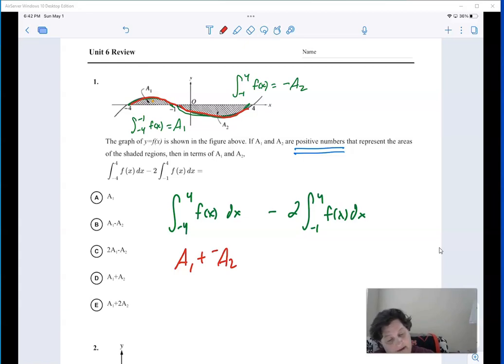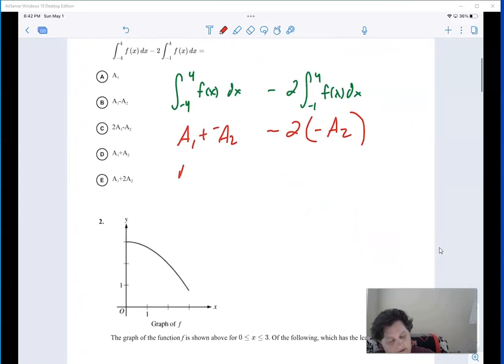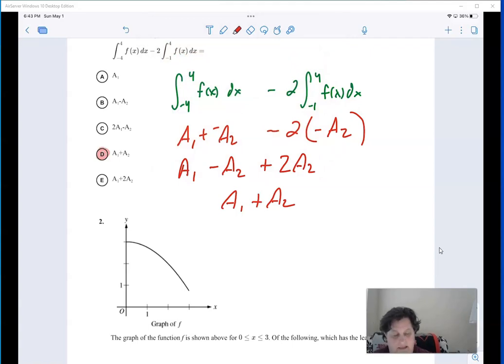Now, from -1 to 4, that integral is -A2, but I'm subtracting 2 times that. So I just have A1 minus A2 plus 2A2. This is A1 plus A2. Weird, but I like it.